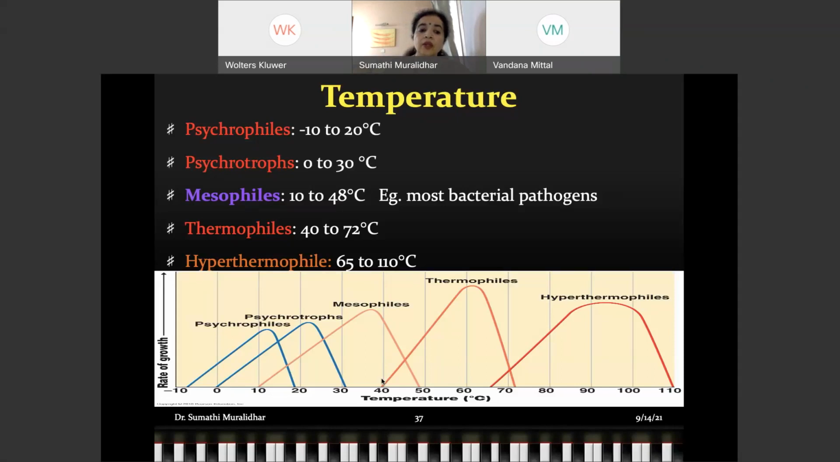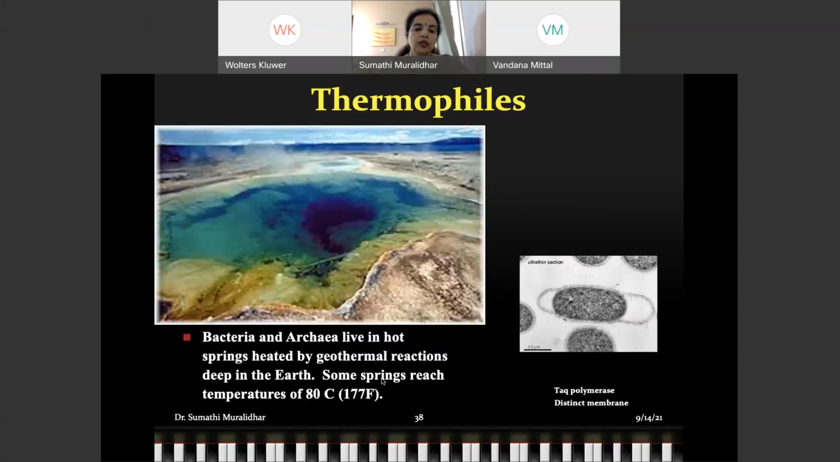And there are even some hyperthermophiles. They grow at very, very high temperatures beyond 100 degrees centigrade. I told you initially, there are bacteria which survive in all kinds of temperatures. So this is an example of the bacteria and archaea which live in the hot springs heated by geothermal reactions. Like in New Zealand, you have these hot springs springing up here and there. There also some of these thermophiles can grow.